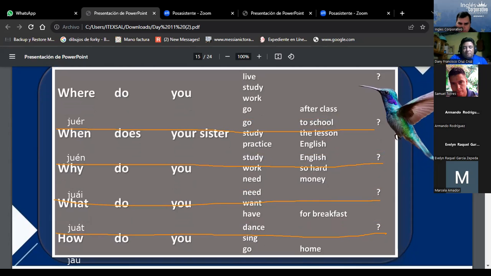Where do you live? Where do you study? Where do you work? Where do you go after that? Where do you go to school?